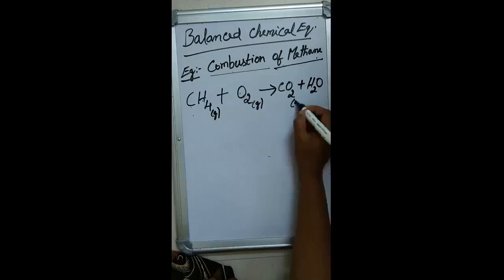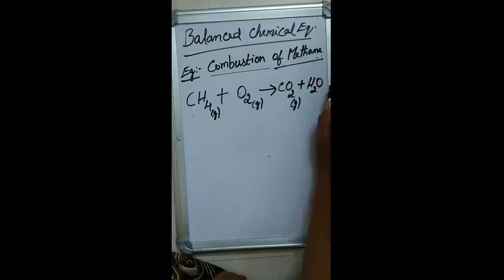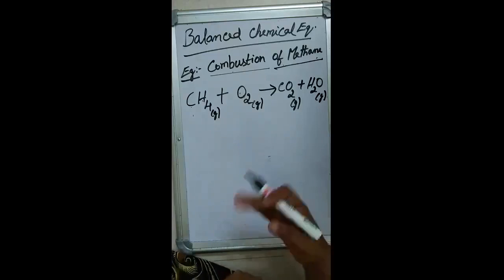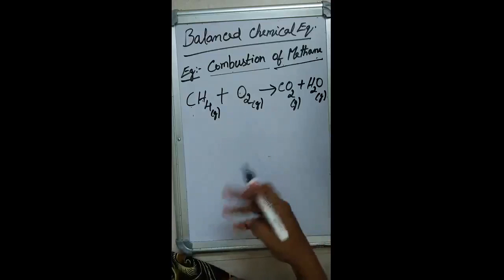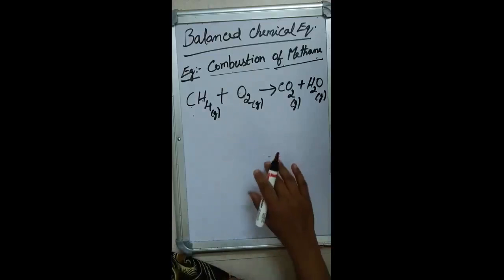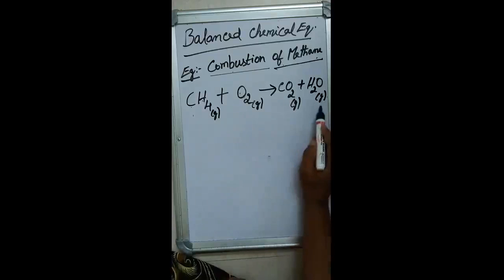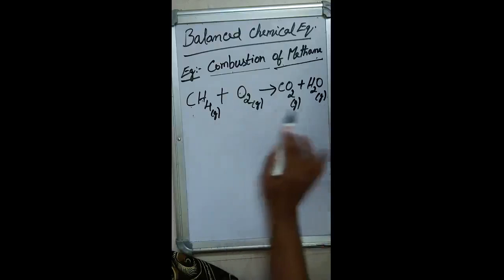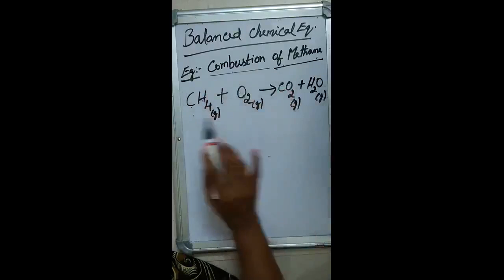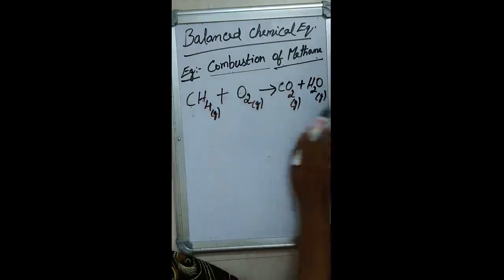Carbon dioxide is in the gaseous state, while water you can consider either as a gaseous state or as a liquid state. That is left to you, or based on the question asked, you can change this also, no problem. But here I have considered it as a gaseous state. Now after writing the equation, you have to check whether it is balanced. Both the reactant side as well as the product side, the number of atoms should remain the same.